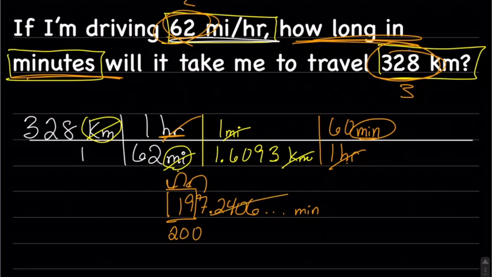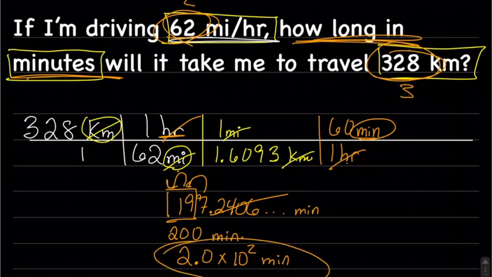So we've got our rounding. The problem is that's 1 sig fig. Oh, minutes, by the way. So that doesn't work. The only way we can get the right number of sig figs in this case is with scientific notation. So we'll have 2.0 times 10 to the second minutes. There you go.